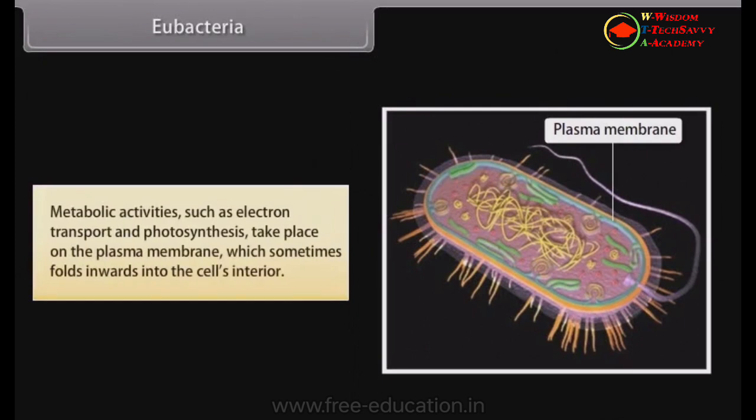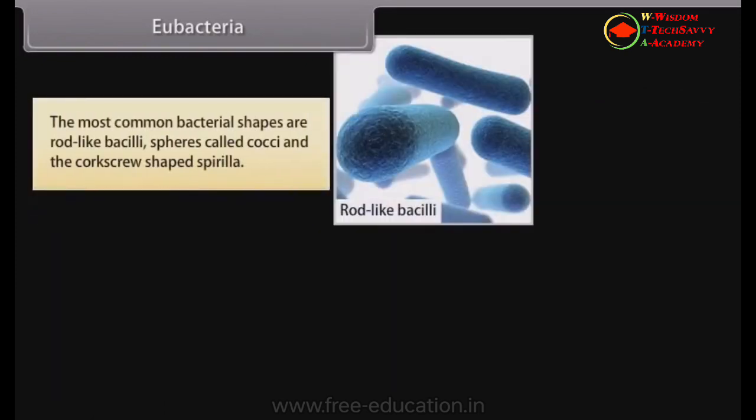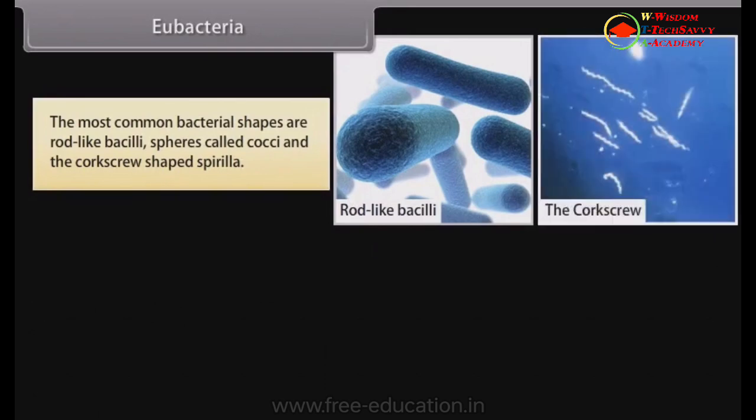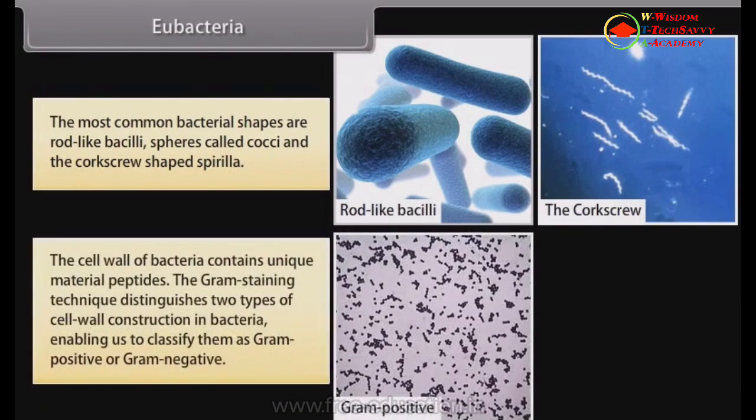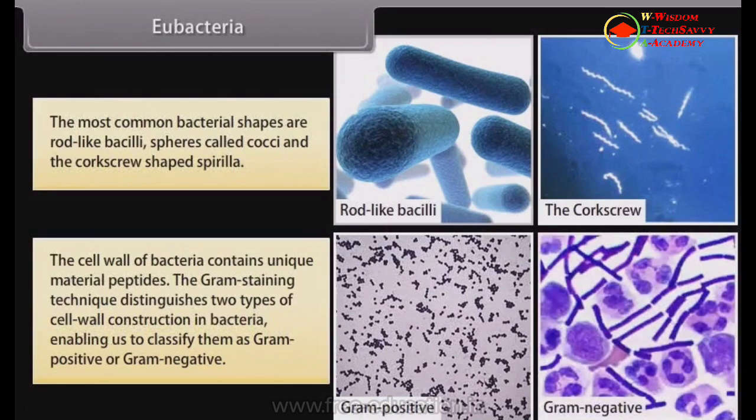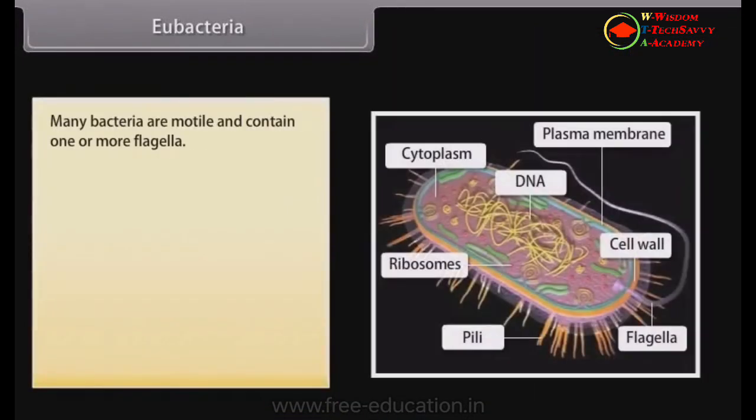Metabolic activities such as electron transport and photosynthesis take place on the plasma membrane, which sometimes folds inwards into the cell's interior. The most common bacterial shapes are rod-like bacilli, spheres called cocci, and the corkscrew-shaped spirilla. The cell wall of bacteria contains a unique material, peptidoglycan. The Gram staining technique distinguishes two types of cell wall construction in bacteria, enabling us to classify them as Gram-positive or Gram-negative. Many bacteria are motile and contain one or more flagella.